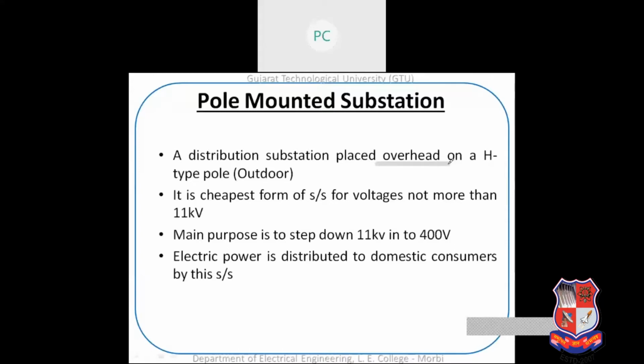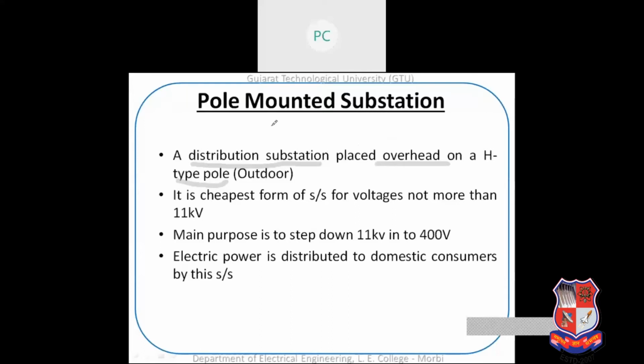It means that we are placing it on a specific type of H type pole. That is one type of pole. Pole means the structure on which you are placing your transmission line. So it is a distribution type substation. Now it is very important to understand that pole mounted substations are used only as distribution substations. So for the purpose of distributing power we are using this pole mounted substation.